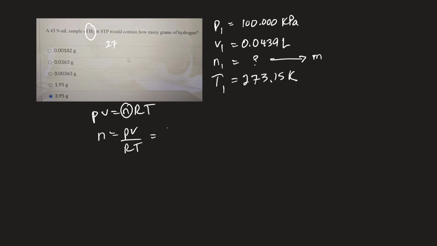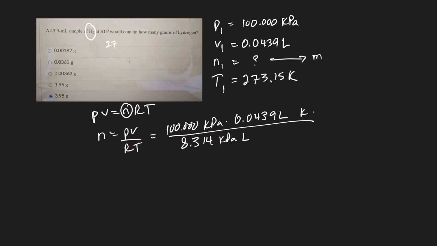So the pressure is 100 kilopascals. The volume, 0.0439 liters, divided by R, 8.314 kilopascal liters per Kelvin mole. And the temperature, 273.15 Kelvin. So let's see what that comes out to.